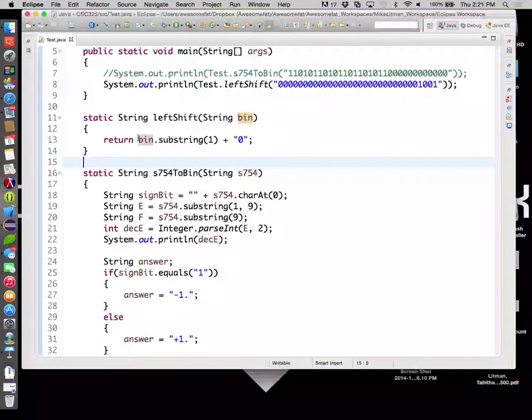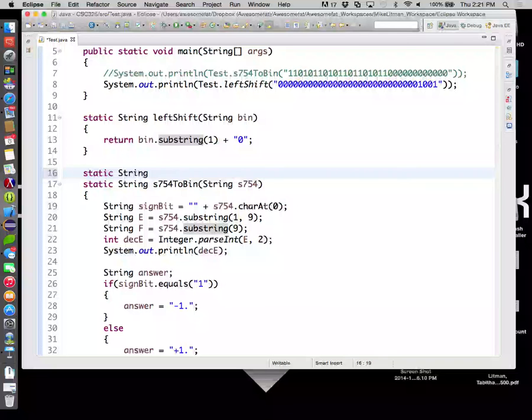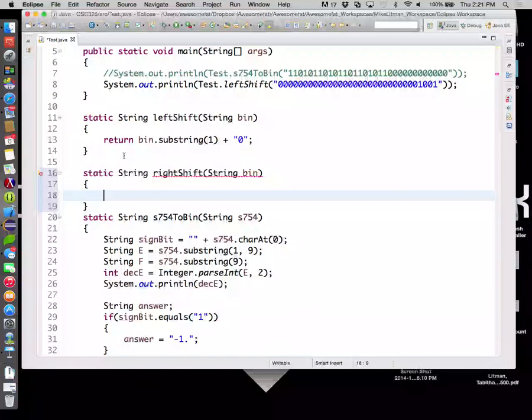All right, so we're going to take the substring from bucket 1 all the way to the end and then just tack an extra 0 onto the end. So this is a way we can do this in one line. That's a left shift. And while we're at it, a static string right shift. How would we shift it to the right by 1? You get one line of code.